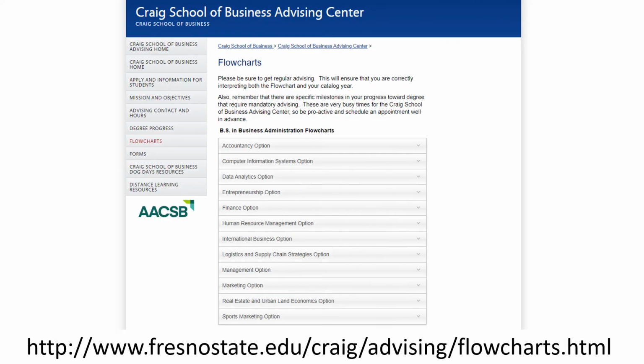Here is a screenshot of one of the pages on the Craig School of Business Advising Center website where you can find complete flowcharts for all the different options and catalog years. It is important that you know your catalog year, as degree requirements differ per catalog year. If you do not know your catalog year, you can find it on your unofficial transcript in your student portal or on your degree progress report. The Craig School of Business Advisors work diligently in keeping this website as up-to-date as possible. In addition to finding the flowcharts on the website, you can find information on how to contact your designated academic advisor.